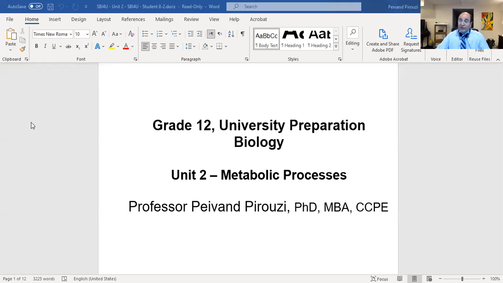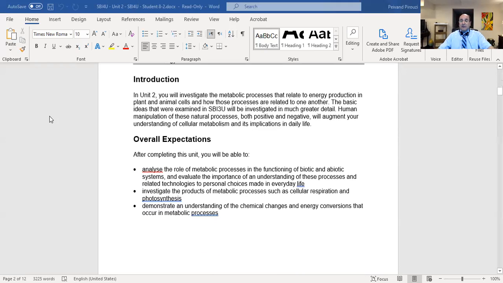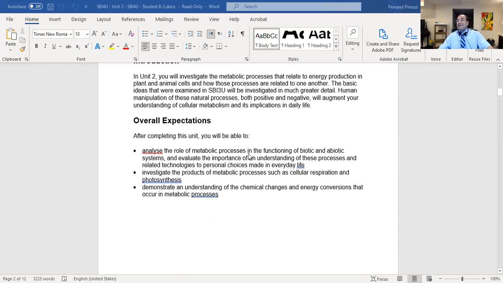Now let's go over Unit 2, the metabolic process. Here we are going to look into, again, the overall expectations of the course. One of them is that you must be able to analyze the role of metabolic process in the functioning of a biotic and abiotic system and evaluate the importance of an understanding of these processes and related technologies to personal choices made in everyday life. I'm going to explain that to you after reading this paragraph.